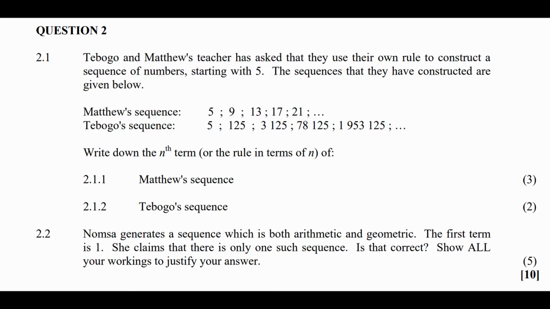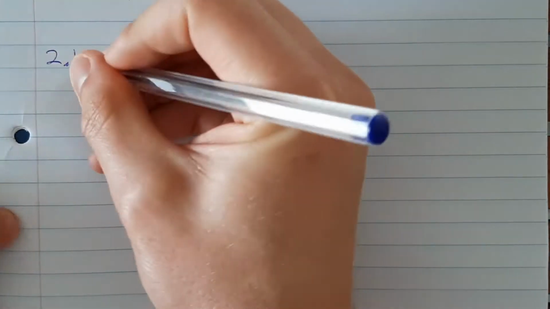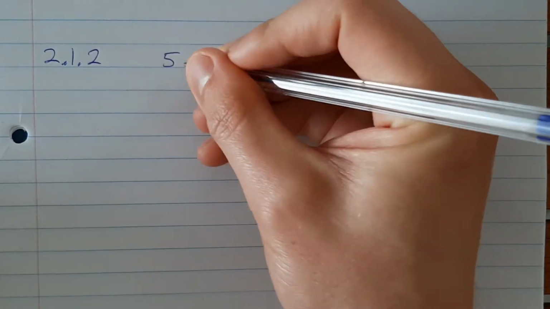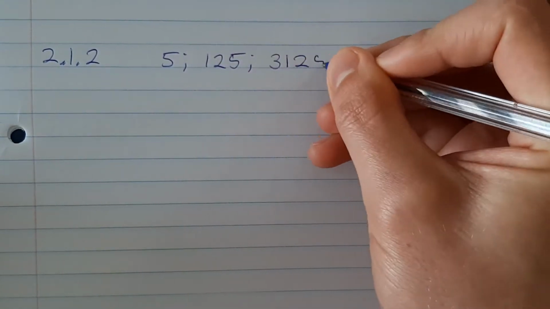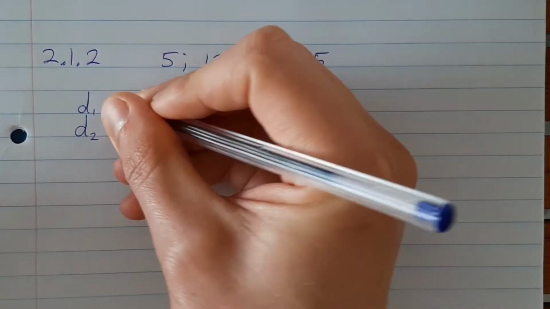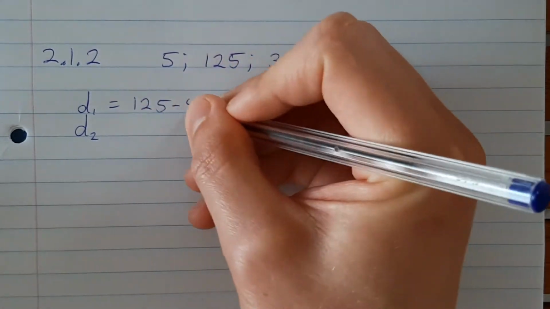Question 2.1.2 asks us to do the same with the second sequence that is given to us. Again, we only need 3 terms to find the type and general rule for the sequence. First, we find out what type of sequence this is by calculating the first and second differences and factors.